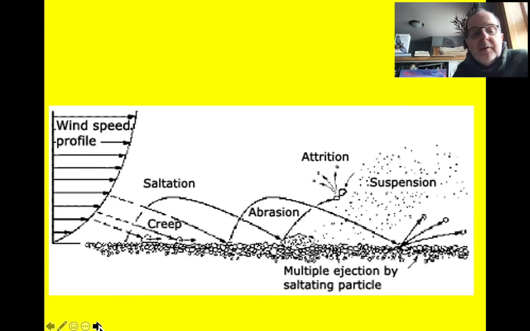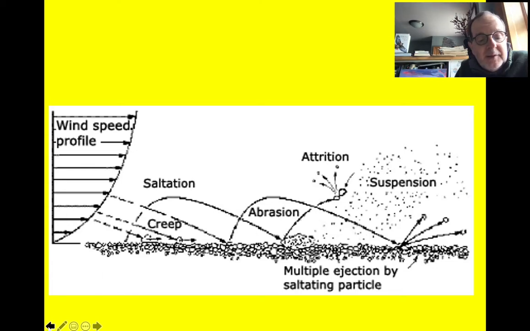So what happens? Well, the wind is blowing. If it's not blowing too hard, the particles of sediment that are impacted by the wind will creep across the surface. If it's blowing hard enough, they are said to saltate across. They are lifted up and they blow, and then they can hit another rock and abrade it. If they collide with a second particle in the air, it's called attrition, because the particles are broken up into smaller particles.